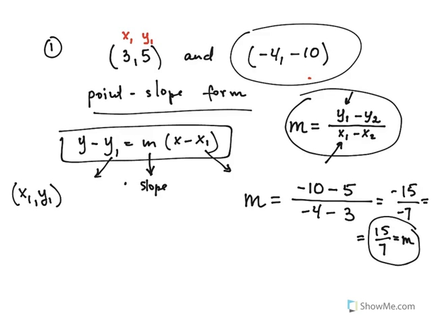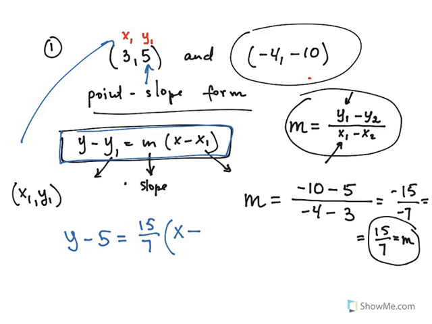So that's it. I think I'm ready. The form is y minus, and what do I use for y sub 1? 5, remember? 5 equals, the slope, I just found it, it's 15 over 7 times parentheses x minus, and what do I use for x sub 1? That's the 3. You're done.